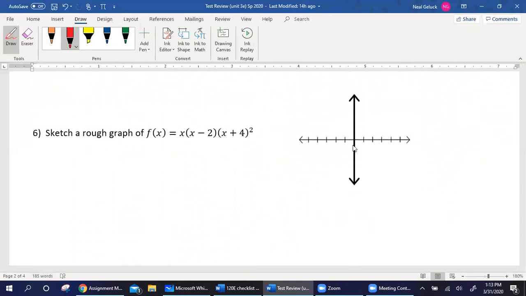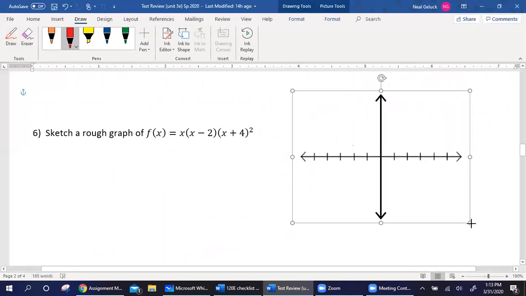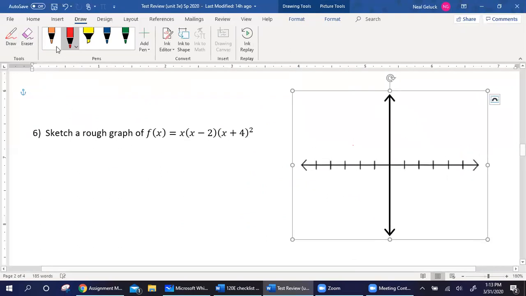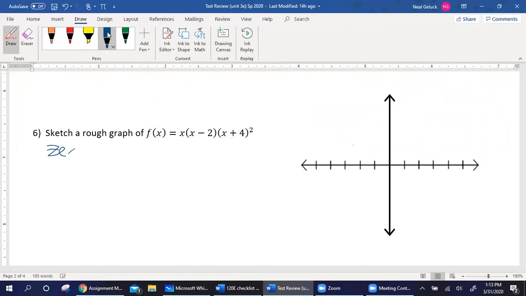On number 6, we want to sketch a rough graph. And let me actually make my graph a little bigger here of this function. Okay, so here's how I would attack this. I'm going to figure out the zeros, and I'm going to figure out their multiplicity. And basically on their multiplicity, I'm just going to worry about if it's even or odd.